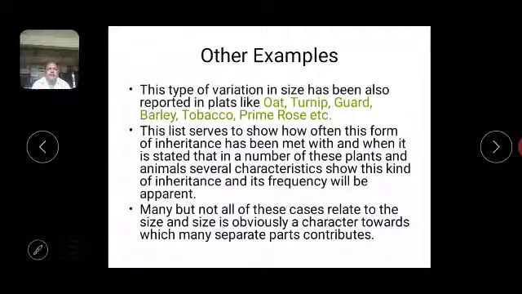Other examples of this polygenic inheritance have also been studied in plants like oat, turnip, gourd, barley, tobacco, primrose, etc. This list serves to show how often this form of inheritance has been met with, and when it is stated that in a number of these plants and animals several characteristics show this kind of inheritance, its frequency will be apparent. Many but not all of the above cases relate to size, and size is obviously a character to which many separate parts contribute.